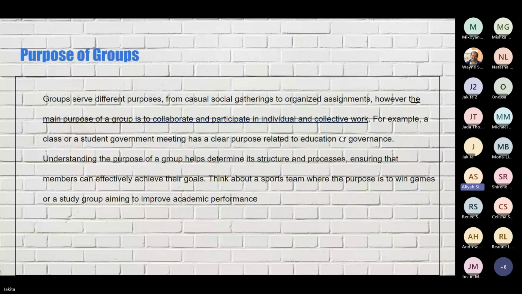So, firstly, purpose of groups. Groups serve different purposes, from casual social gatherings to organized assignments. However, the main purpose of a group is to collaborate and participate in individual and collective work. For example, a class or a student government meeting has a clear purpose related to education or government. Understanding the purpose of a group helps determine its structure and processes, ensuring that members can effectively achieve their goals. Think about a sports team where the purpose is to win games, or a study group aiming to improve academic performance.